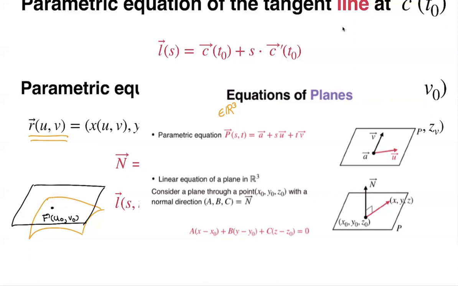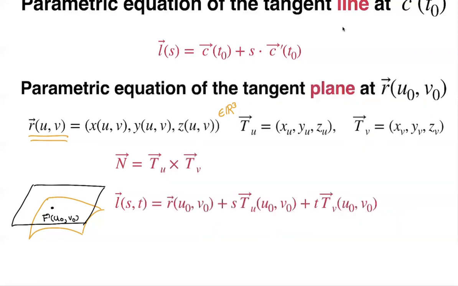Okay, then let's think about this case. Our parametric surface, the yellow surface, is given by r of u and v. There are two variables, and if we fix one variable, then it will be a curve because there is only one variable. So one variable is just a curve.